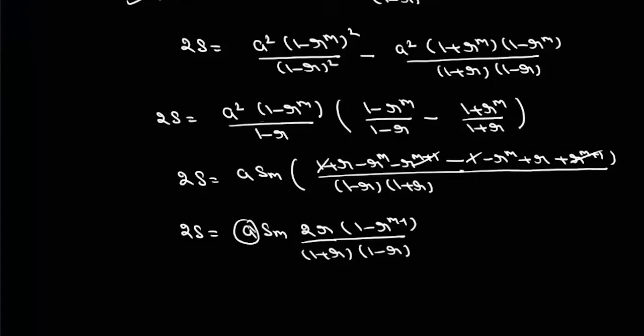Now this a 1 minus r to the power m minus 1 upon 1 minus r, it is nothing but s m minus 1, and this 2 and 2 will cancel. So we'll get this s as sm into this sm minus 1, and then we also have this r upon 1 plus r, which is what we need to prove in this question.